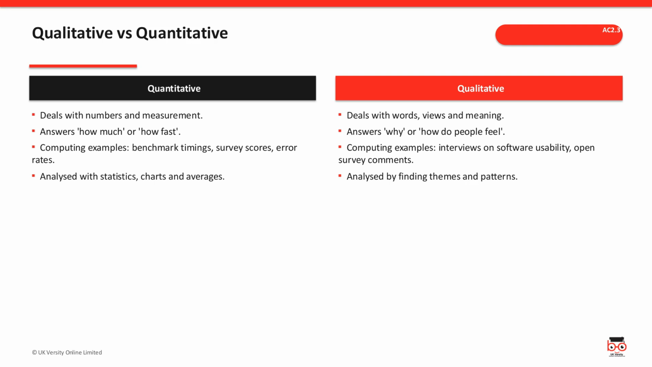One of the biggest choices is between qualitative and quantitative. Quantitative work deals with numbers and measurement, answering how much or how fast, think benchmark timings, survey scores, or error rates, and you analyze it with statistics, charts, and averages. Qualitative work deals instead with words, views, and meaning, answering why or how people feel, like interviews about how usable a piece of software is, or the open comments on a survey, which you analyze by finding themes and patterns.